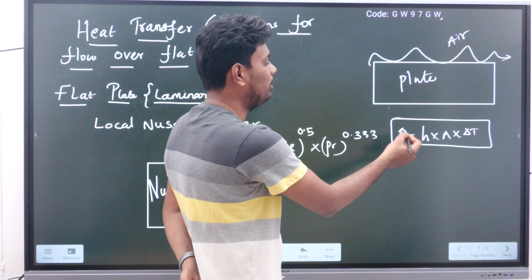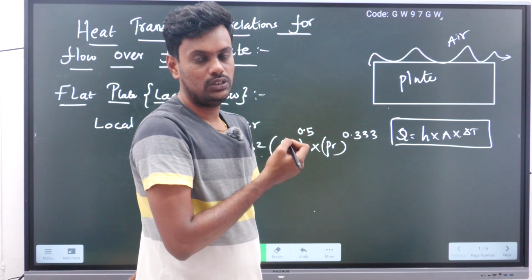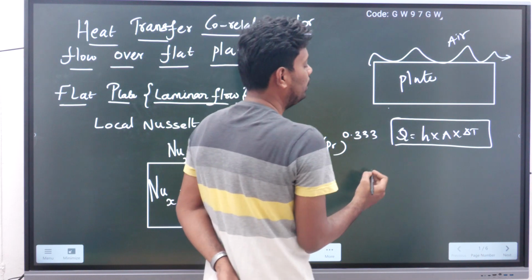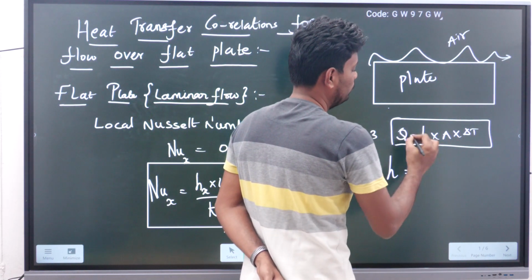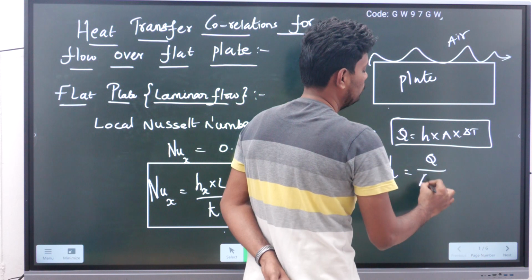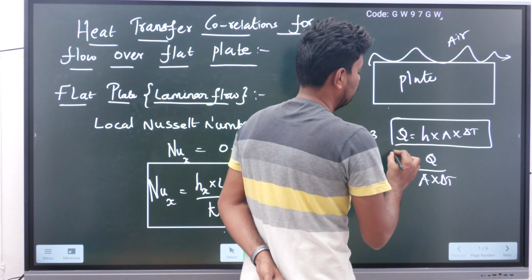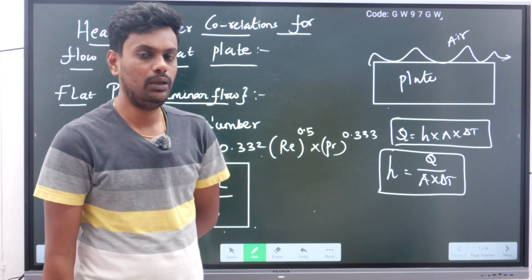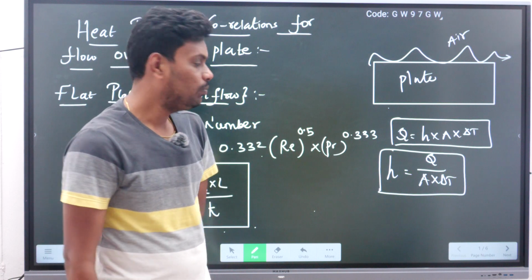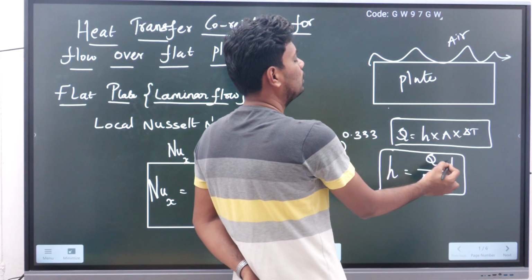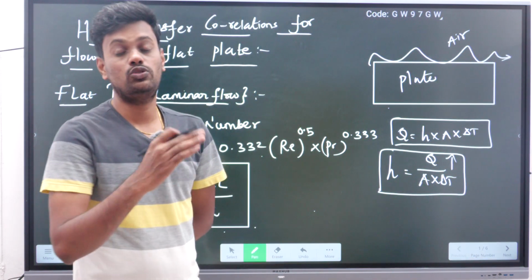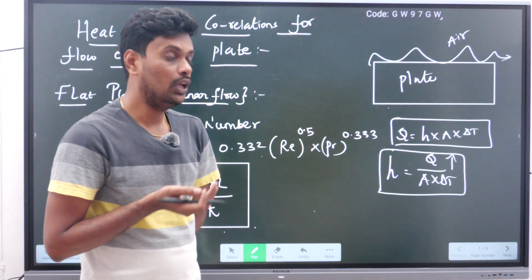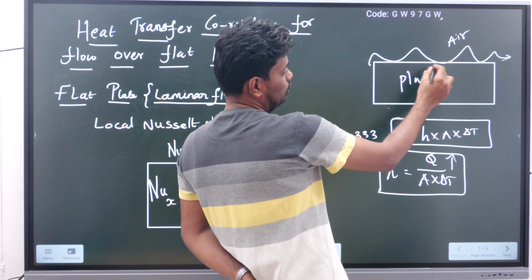This h will vary with respect to Q. Based upon how much heat transfer there is, the h value will vary. So how can you write h? May I write h is equal to Q by A into delta T, right? So this is the heat transfer coefficient equation, h equal to Q by A into delta T. This h is directly proportional to the heat transfer. If there is high heat transfer, then there should be a high heat transfer coefficient to take the heat away from the particular object. Okay, so there is air flowing over there.